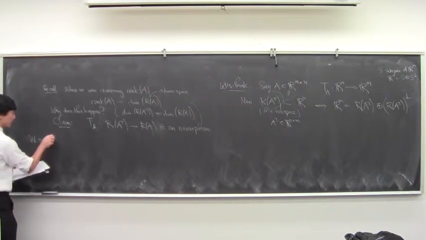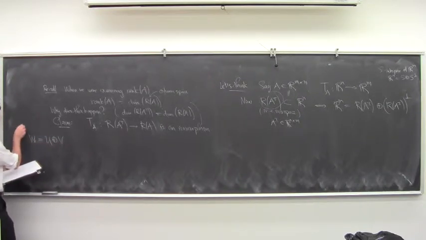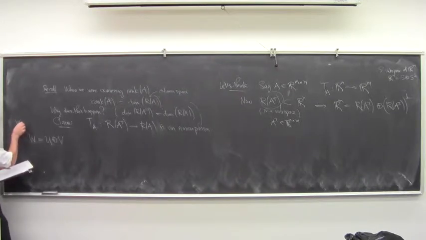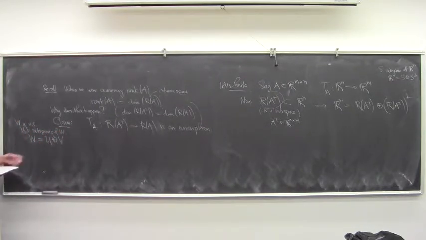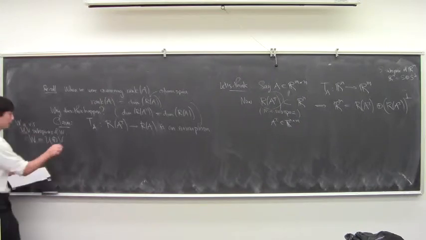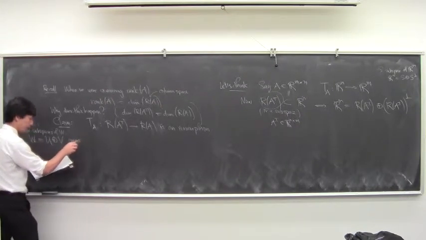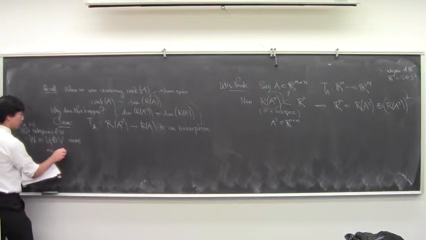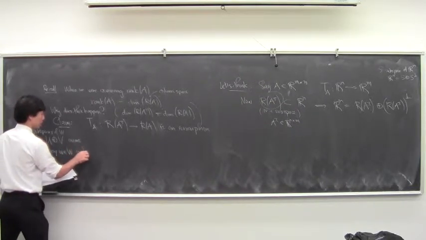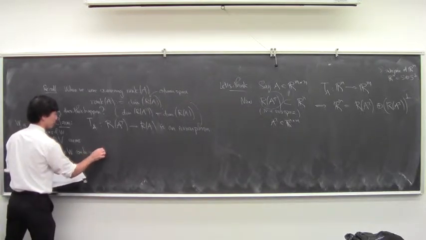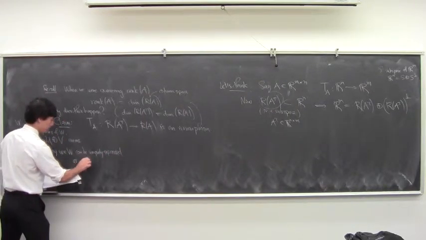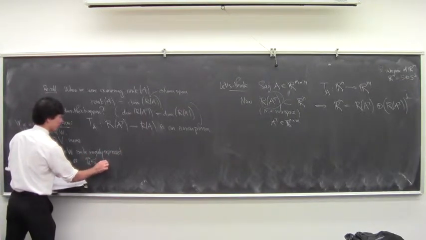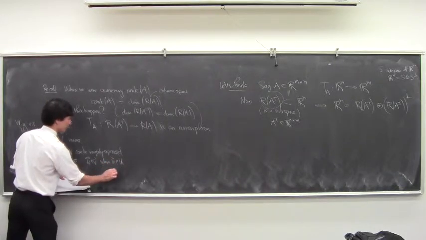W being U direct sum V, right? Where W is some vector space, and U and V are subspaces of W. W being a direct sum means that every w in W can be uniquely expressed as u plus v, where u is in U and v is in V.